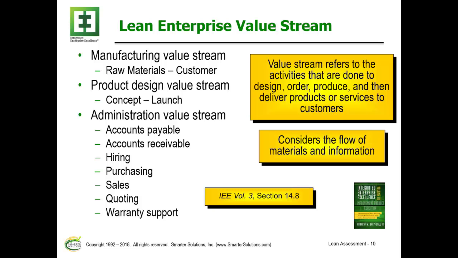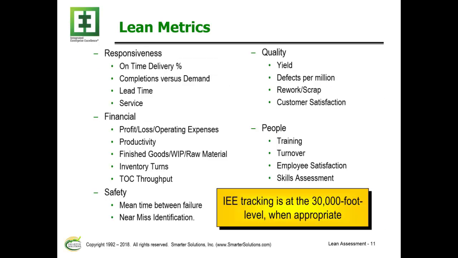So what about the value stream? Well, the value stream is basically looking at raw materials to the customer. Another one could be concept to launch for a new product design. Relative to administration, we could have accounts payable, what's the hiring process, the quoting process. All these have value streams, and we want to look at it relative to the big picture. And each one of these should have a 30,000 foot level metric associated with it. And we want to maybe see what we might do to actually improve that.